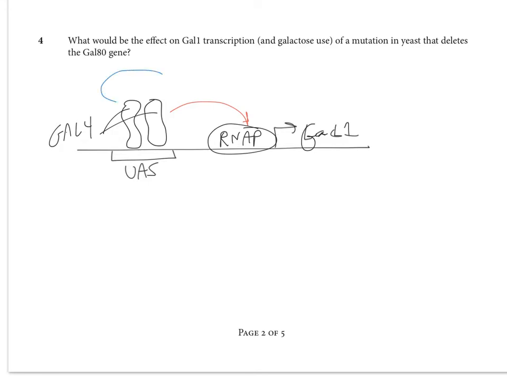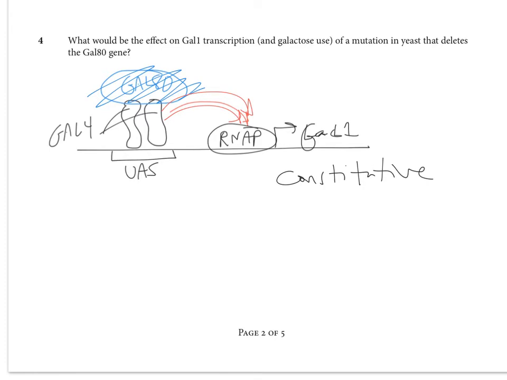But the protein gal80 binds to the activation domain here in gal4, and that prevents gal4 from turning on transcription. In the absence, therefore, of gal80, if there's no gal80 gene present and there can never be any gal80 protein produced, then you would predict that gal4 would always be recruiting RNA polymerase to the gal gene, so you'd get constitutive or always on expression of gal1.